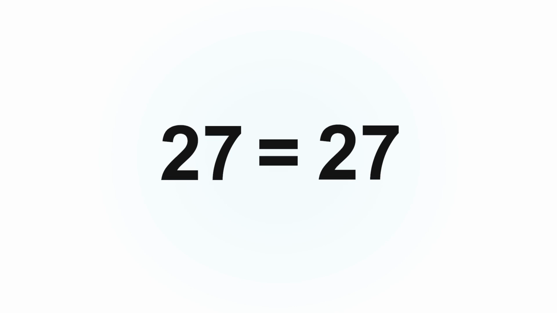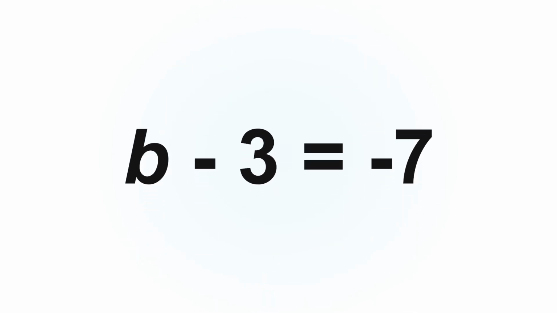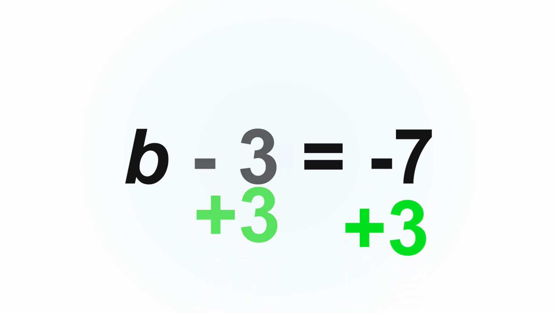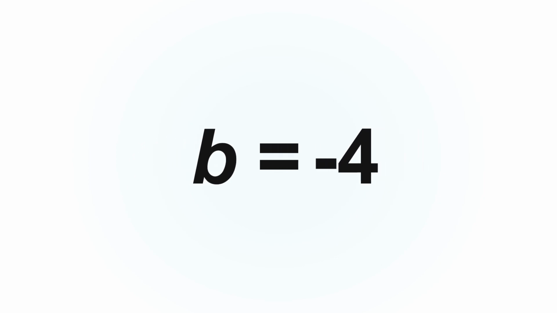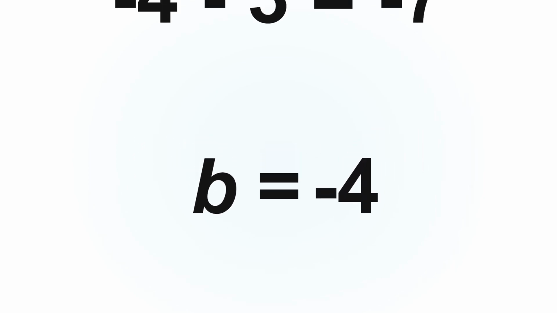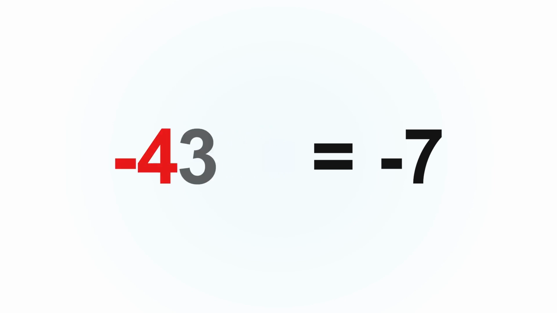What about a problem like b minus 3 equals negative 7? To apply an inverse operation to a subtraction problem, we'll instead isolate b by adding, since adding is the inverse or opposite of subtracting. Apply plus 3 to both sides, like so, and we should get our final answer of b equals negative 4. Again, feel free to plug in negative 4 to b in the original equation to check your work.